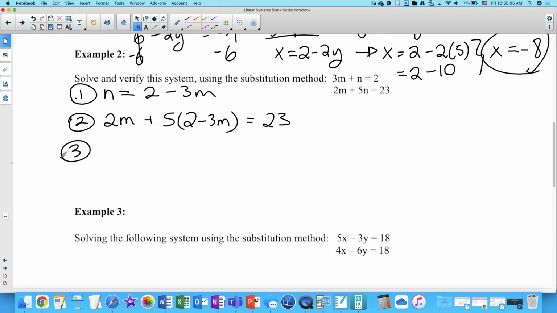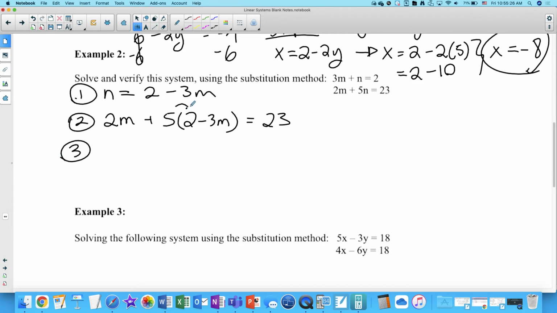You always have to distribute. You always have to collect like terms. You always have to bring the number over. It's very repetitive, okay? So if you practice it a bit, you'll get it. All right, so we're going to have 2m plus 10 minus 15m equals 23. And then, of course, we can combine the m terms.